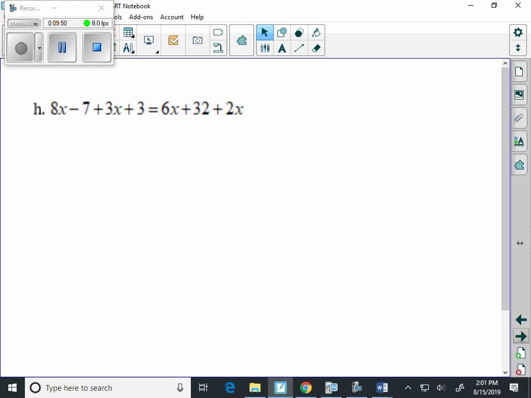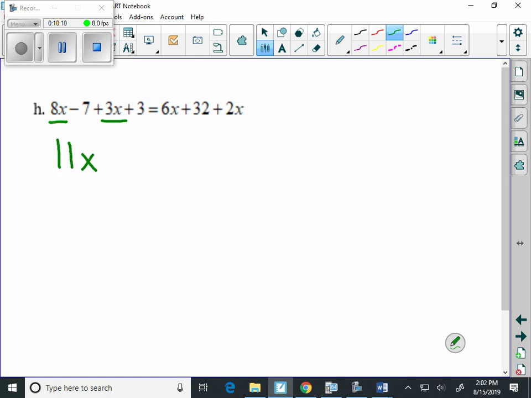Lots of things going on in problem H. 8x minus 7 plus 3x plus 3 equals 6x plus 32 plus 2x. We've got like terms on the left side. We've got like terms on the right side. We need to deal with those. 8x plus 3x is 11x. Negative 7 plus 3 is 4.